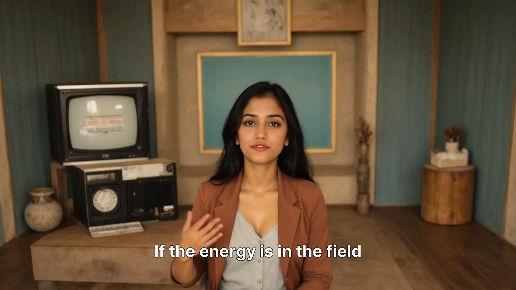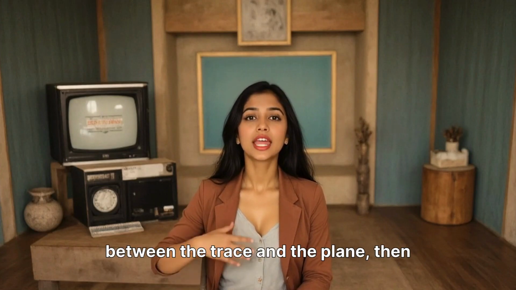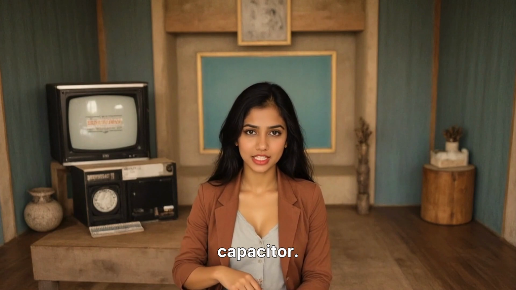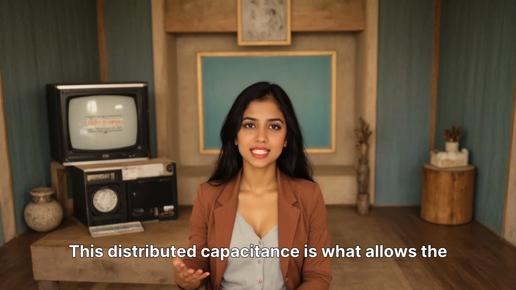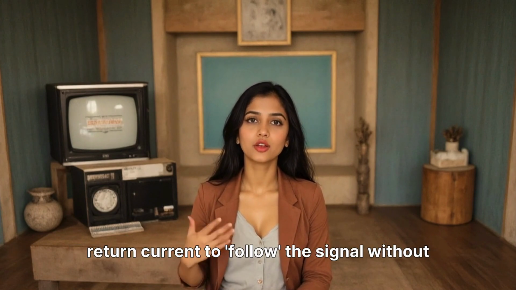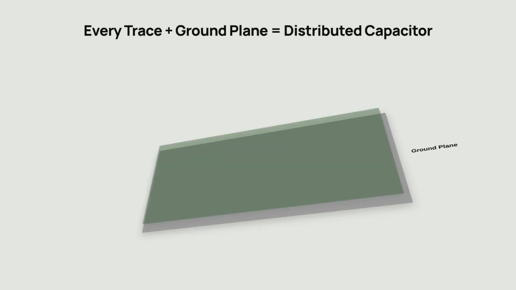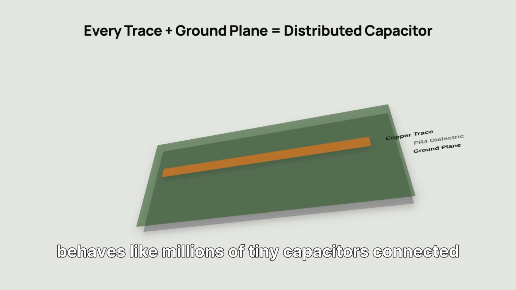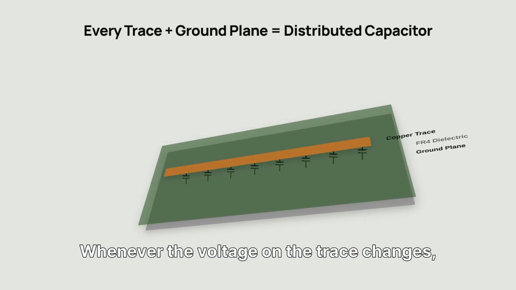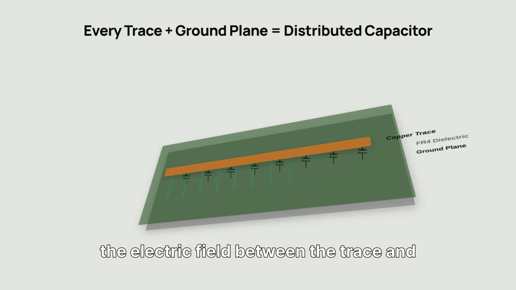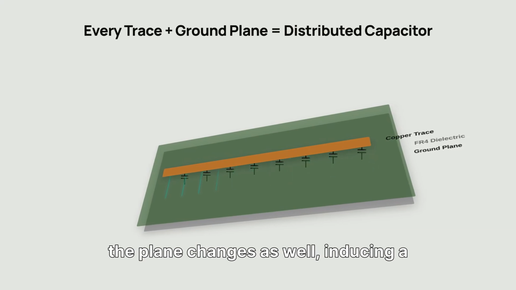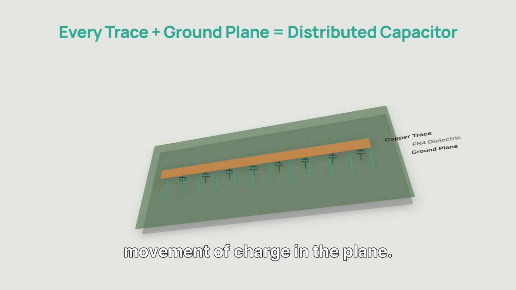If the energy is in the field between the trace and the plane, then every trace is essentially half of a capacitor. This distributed capacitance is what allows the return current to follow the signal without direct contact. A signal trace above a ground plane behaves like millions of tiny capacitors connected together. Whenever the voltage on the trace changes, the electric field between the trace and the plane changes as well, inducing a movement of charge in the plane.